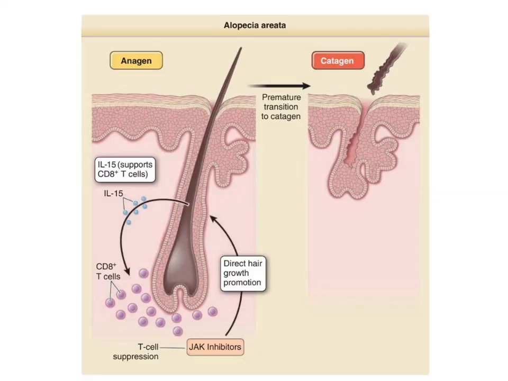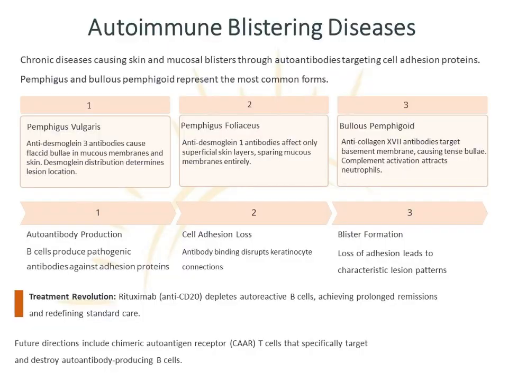These discoveries have led to the development of targeted therapies, particularly JAK inhibitors, which have shown encouraging results in restoring hair growth. Another group of disorders is autoimmune blistering diseases, including pemphigus and bullous pemphigoid. These diseases occur when the immune system produces antibodies against proteins that hold skin cells together. In pemphigus, antibodies attack desmogleins, causing fragile blisters and erosions of the skin and mucous membranes.